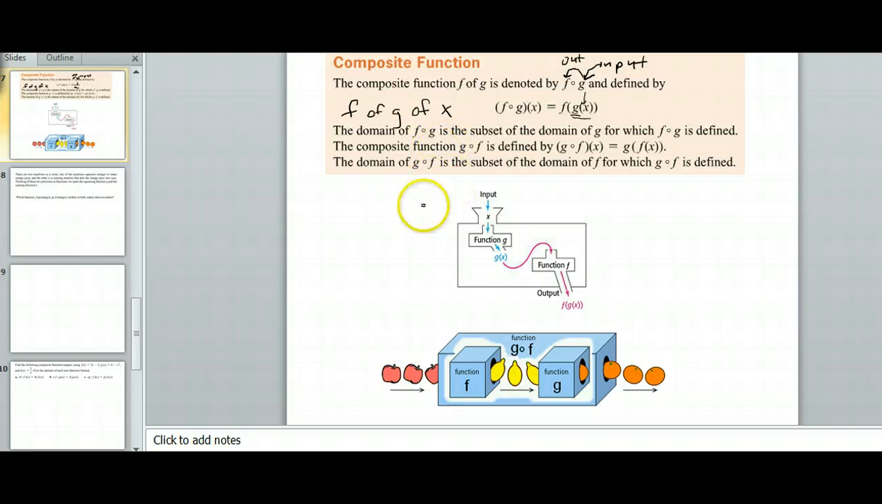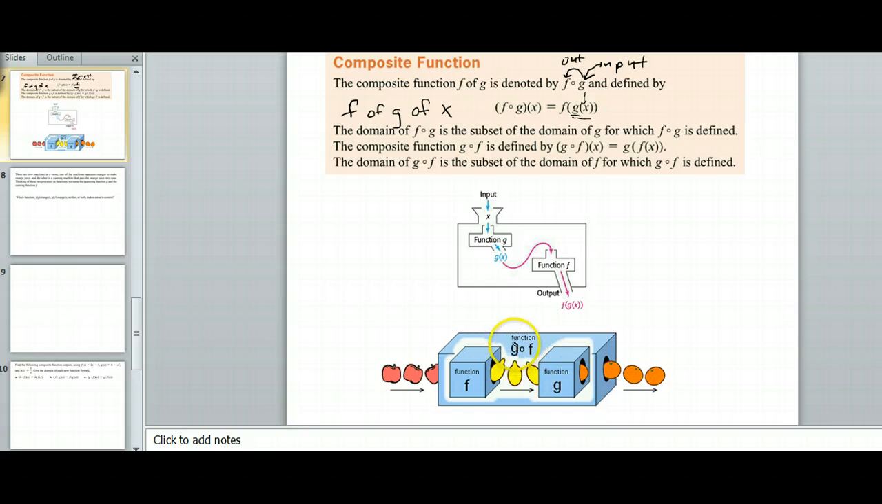Now, these give us visual diagrams, just to have a visual if you're a visual learner. Input goes in, and this whole box is the major function, the composite of the two functions. But x goes into g, g spits out g of x, and then that goes into f, and then f spits out f of g of x.